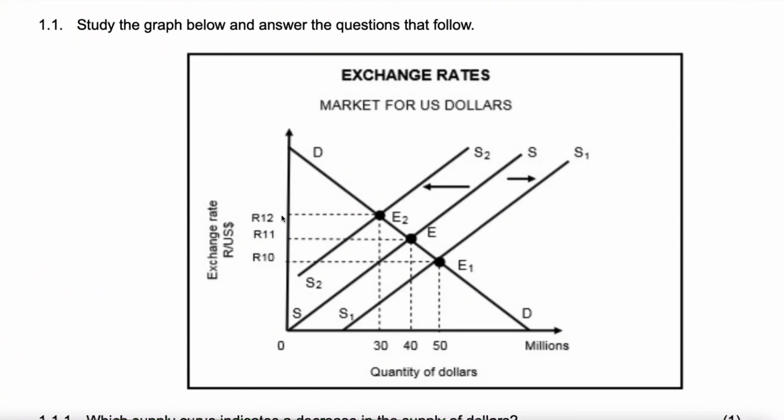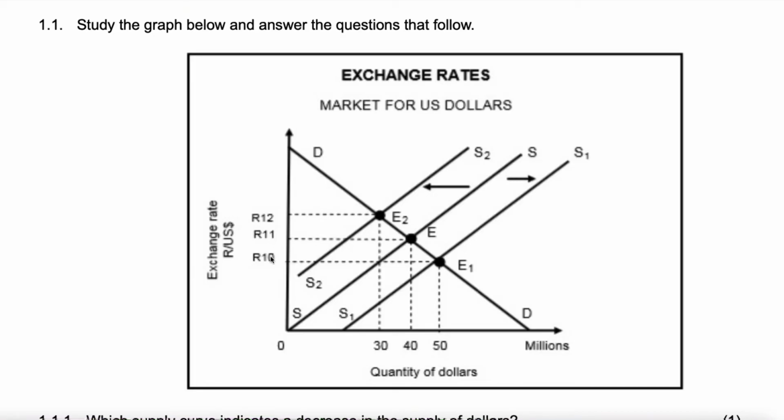Now, this is where so many learners get confused. They think that if it goes from 11 to 12, then the rand has appreciated. Actually, the opposite is true. When it goes from 11 to 12, it means that the rand has depreciated because now you need more rands to buy the same US dollar. So the dollar is more powerful because now it can buy more rands.